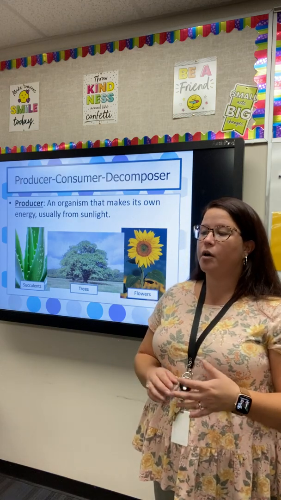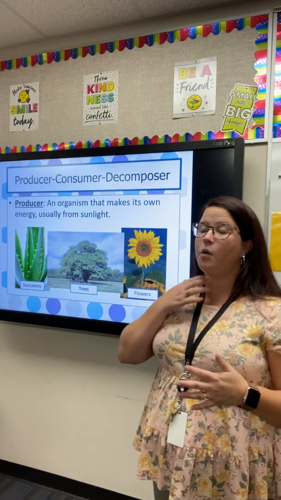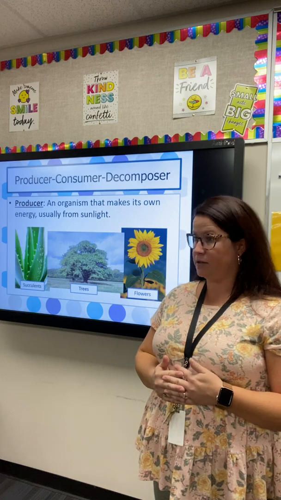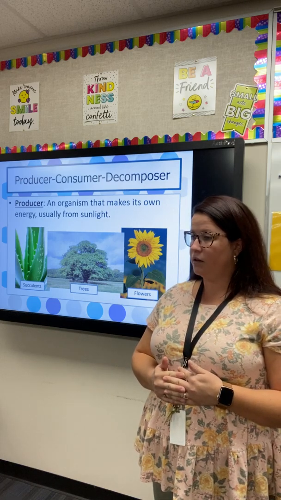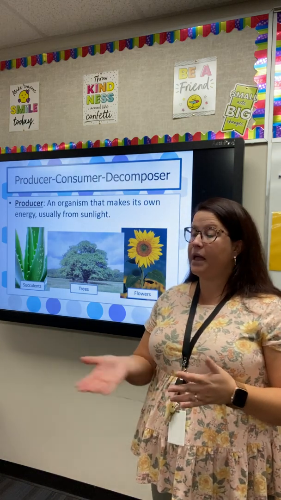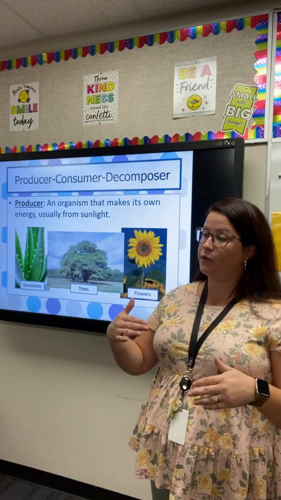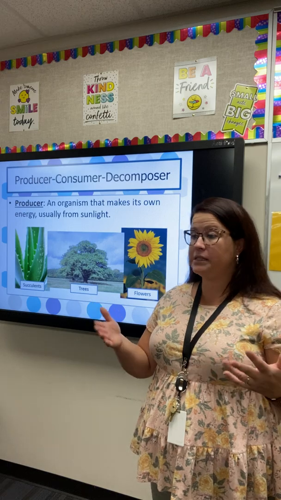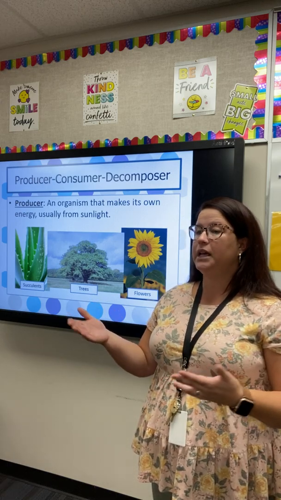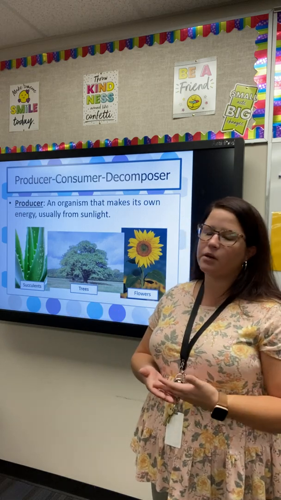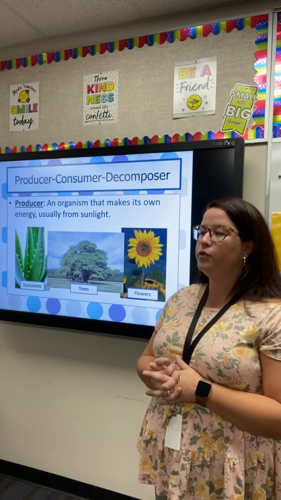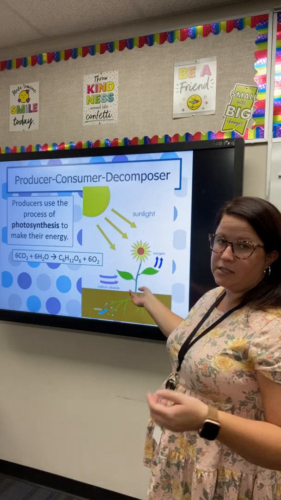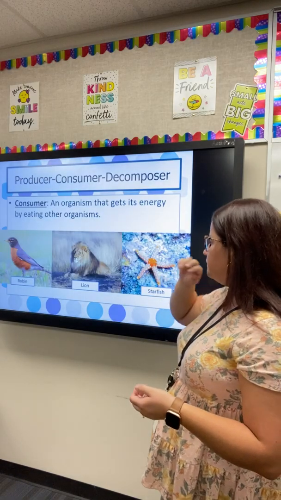All producers are plants. So plants are always producers. They can make their own food. That's what a producer is. They make their own food by photosynthesis. They get their food from the sun. They also use carbon dioxide. The bees and other insects pollinate the flowers. So anyways, they make their own food using different ways. So producers, like I just said, get their food from photosynthesis.